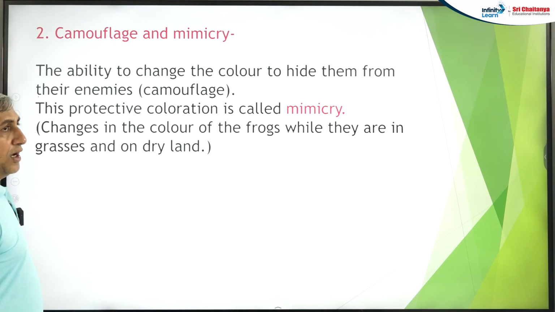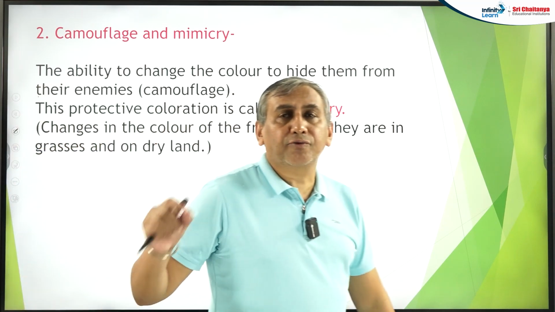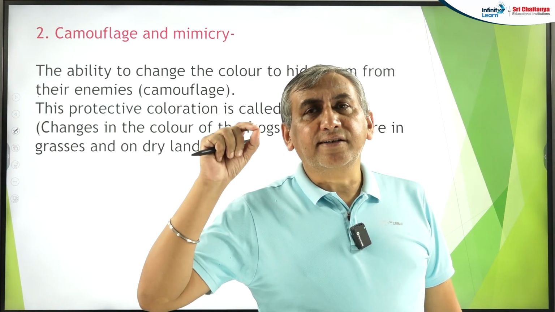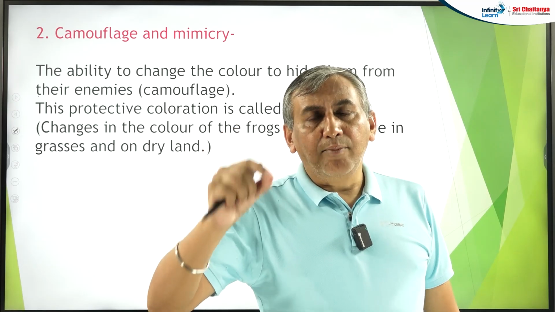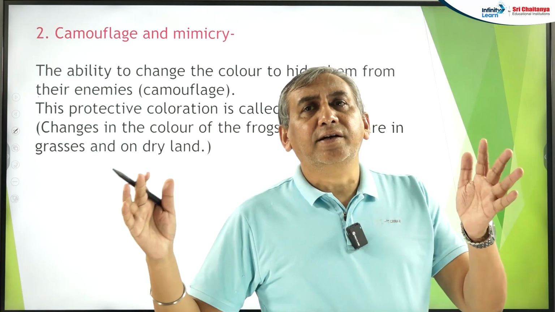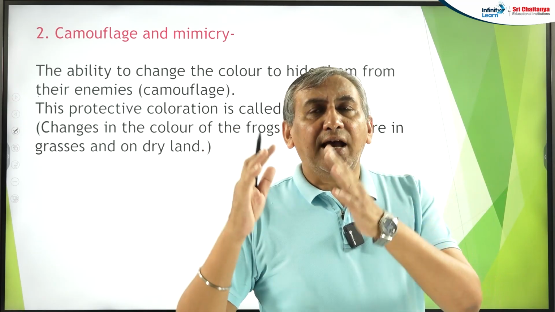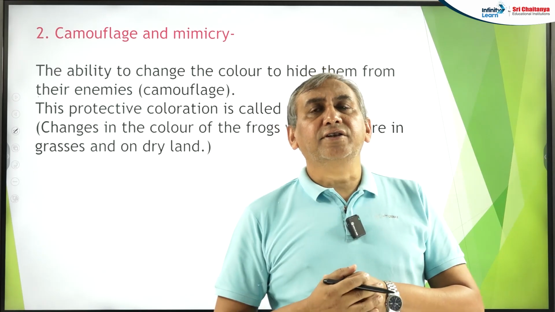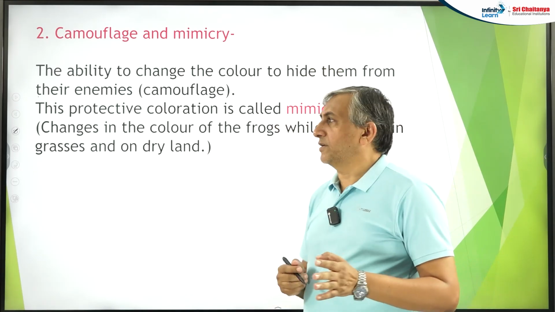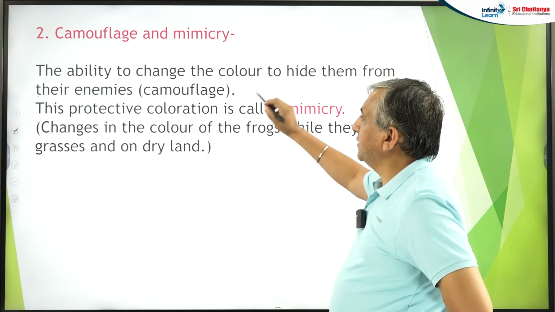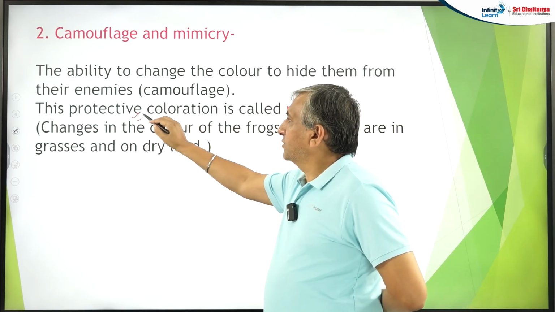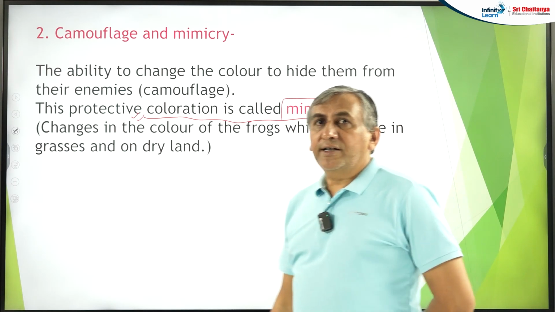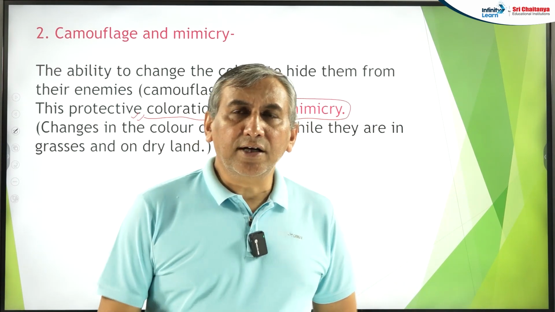What is the very important character related to the frog? Camouflage and mimicry. Camouflage is the smaller term, mimicry is the broader term. Camouflage means the property to change body color or skin color. And when this coloration takes place for protection, this protective coloration is known as mimicry.